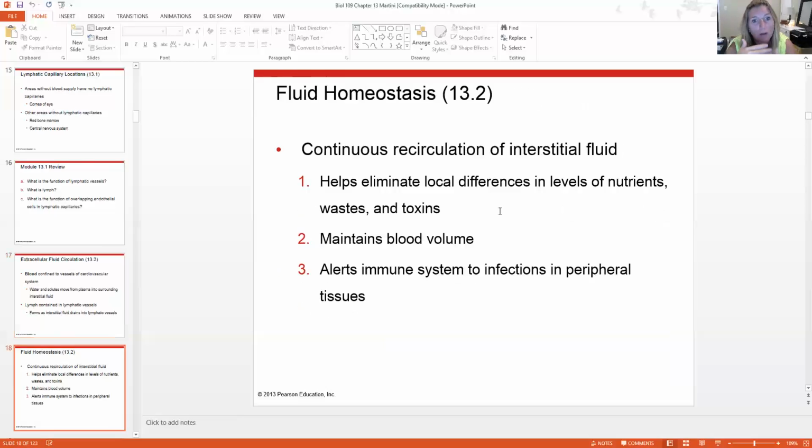This also helps to eliminate any local differences of nutrient levels or waste or toxins. Anything that's just sitting around accumulating in a tissue, the lymph is going to help suck it away, distribute it evenly throughout the body, or take it to the kidney so it can be eliminated. It also helps to maintain blood volume. All that interstitial fluid being sucked up by the lymph is going back to the venous system, restoring the overall volume of blood. It can also serve to alert the immune system in case there are any infections in the peripheral tissues, and we'll talk about how that happens in the second part of this chapter.